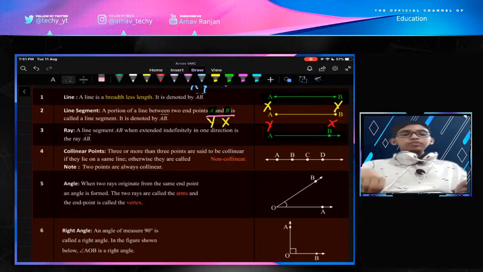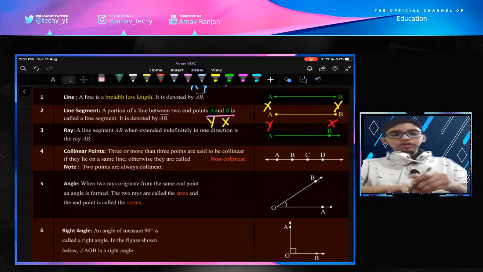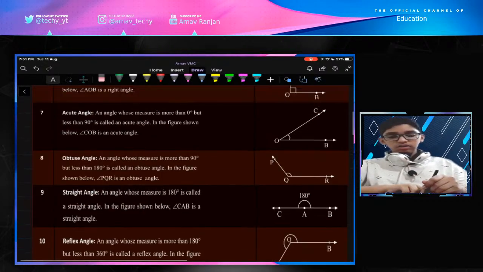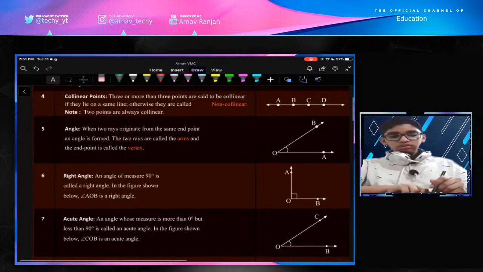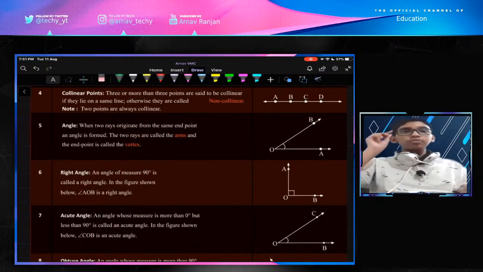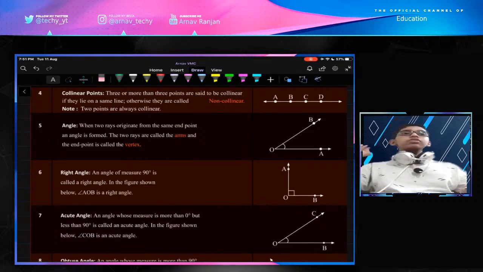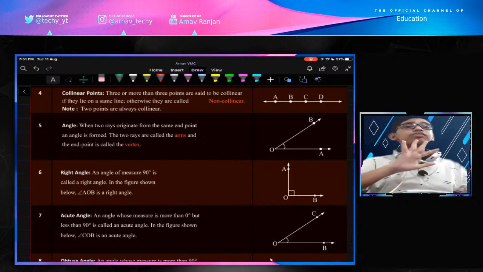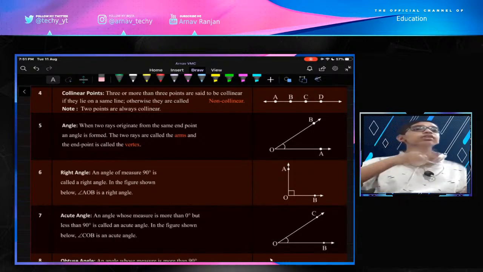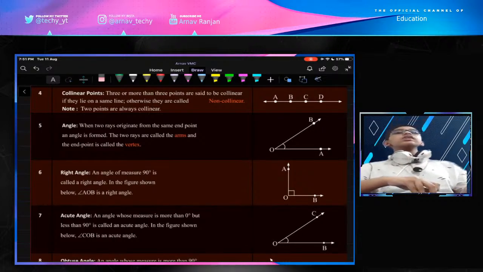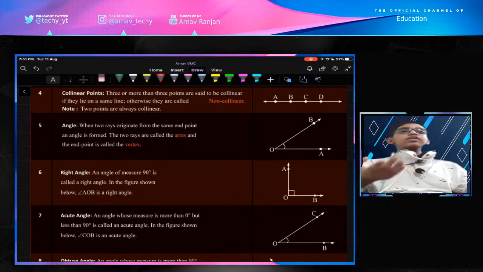Next we will talk about collinear points. What are collinear points? Collinear points are three or more points, and they are said to be collinear if they lie on the same line. Otherwise they are not collinear. And a line segment is always collinear. Please note it, a line segment is always collinear because it has two points and they obviously lie on the same line.